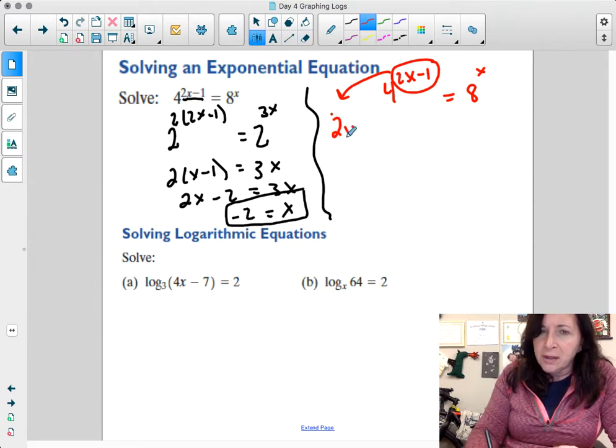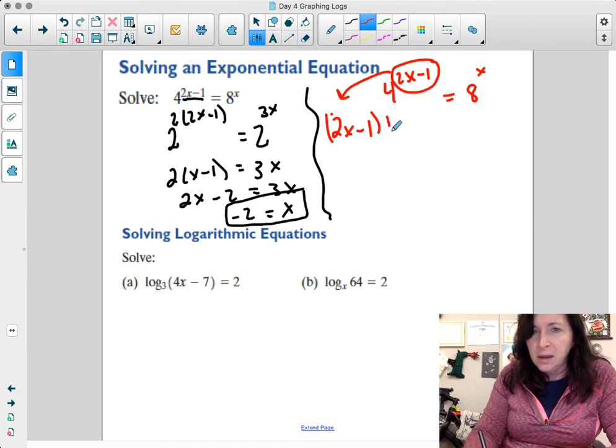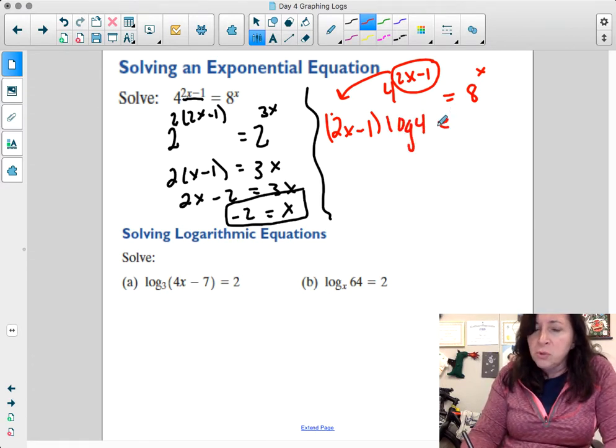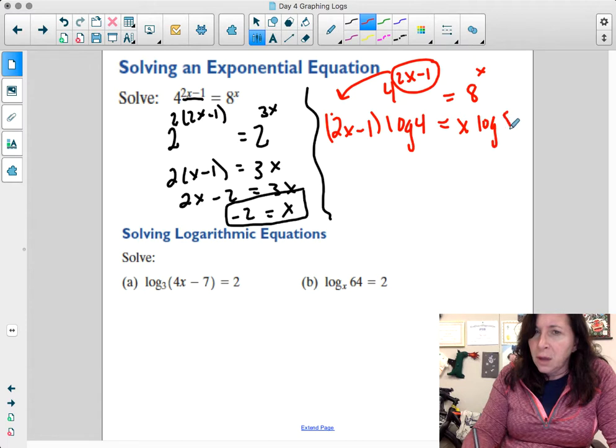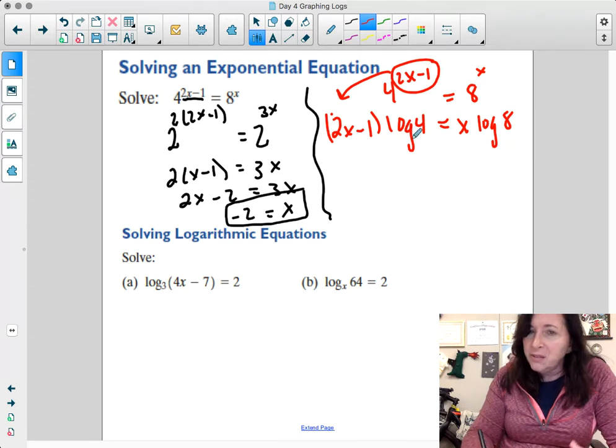So I'm going to go 2x minus 1. That's a quantity, and you cannot break into that yet. And you would say log 4 equals. Now, remember, if you log one side of the equation, you do need to log the other side. So this becomes x log 8. Now, there's a lot going on here. I personally would not distribute.